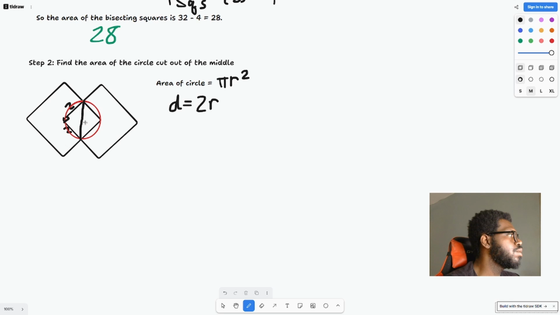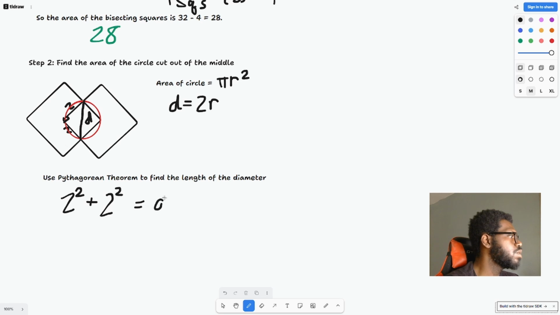Now going back to our sketch here, since we have this right triangle that's formed, all we need to do is use the Pythagorean theorem in order to find the length of the hypotenuse. Let's say this is D. The Pythagorean theorem is a squared plus b squared is equal to c squared. So in our case, a and b are both 2. I'm going to write 2 squared plus 2 squared is equal to d squared.